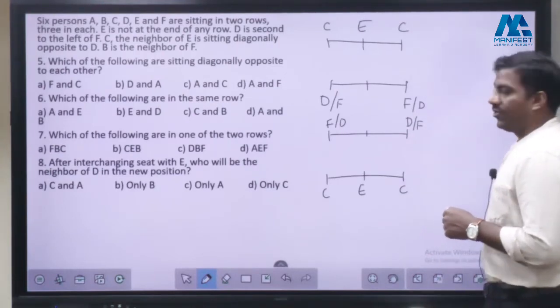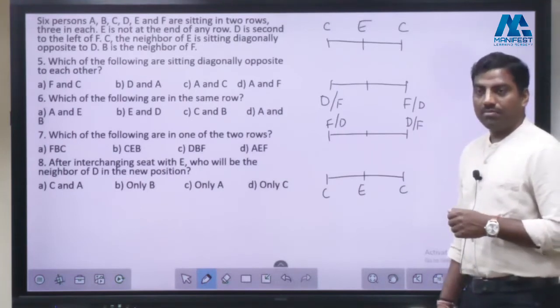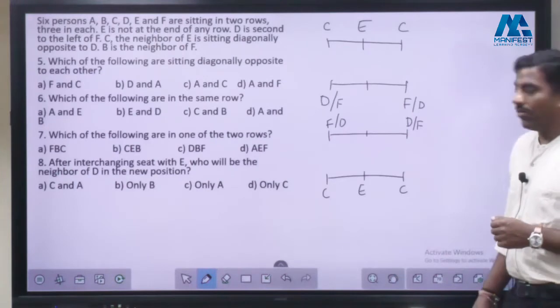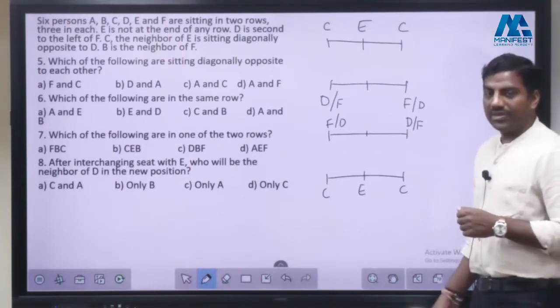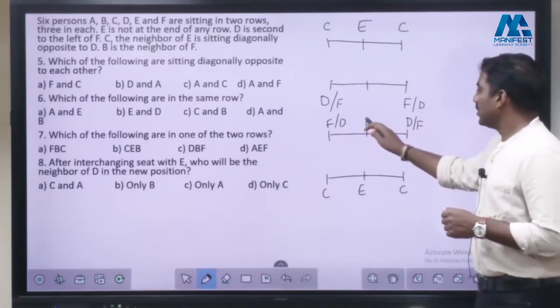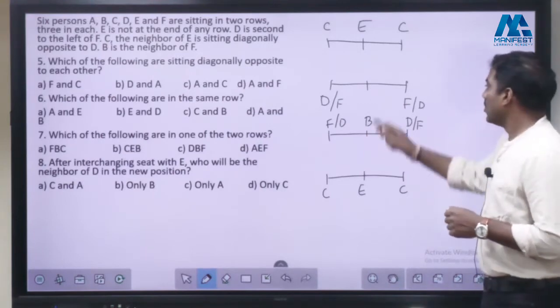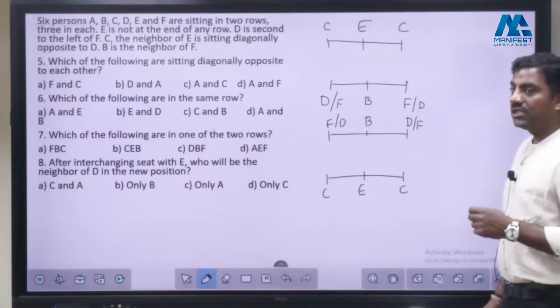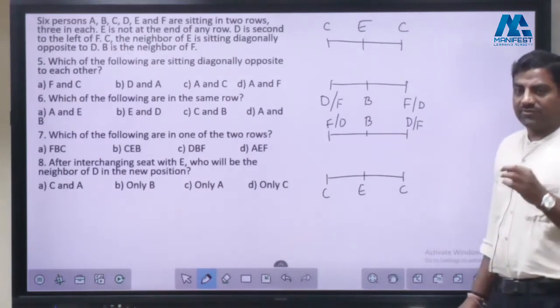B is the neighbor of F. What does that mean? B is sitting in between F and D. Who? B. Now, who is left now? Who is left? A. E's place is fixed, B's place is fixed.